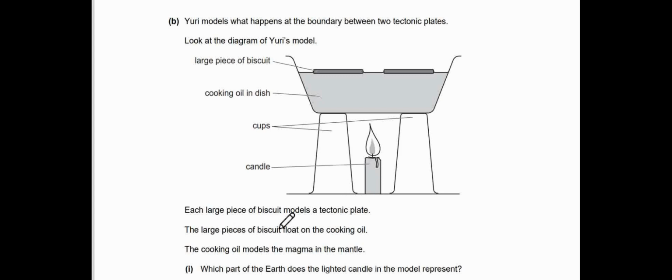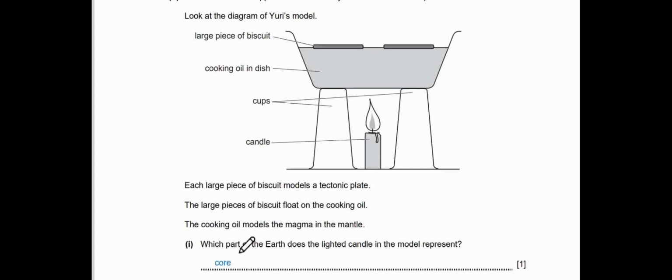The large pieces of biscuit float on the cooking oil, so this must resemble the mantle. Which part of the earth does the lighted candle in the model represent? So the hot part will be the core. So let's type it down. So it's the core. Next, this is the core part, inner core, outer core.